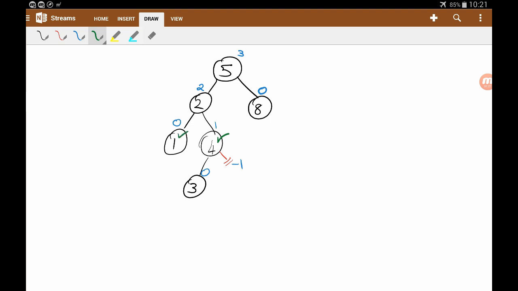When we look at node number 2, its left child has a height of 0, its right child has a height of 1, so the difference between them is 1, and that node is balanced. When we look at node number 8, its left child has a height of negative 1, its right child has a height of negative 1, so those are the same, and it's balanced. When we look at node number 5, its left child has a height of 2 and its right child has a height of 0. 2 minus 0 is 2, which is bigger than 1, which means that at this point the AVL condition does not hold. So this tree is not an AVL tree.